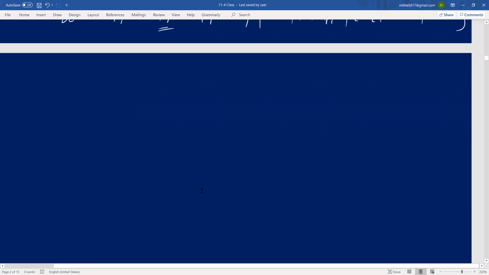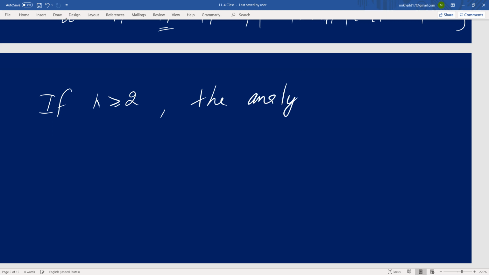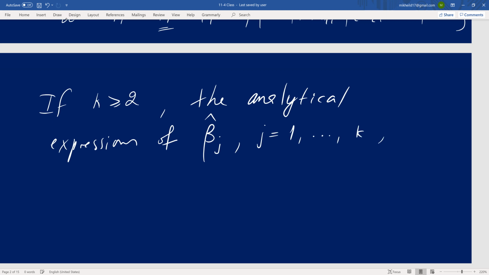Okay, so before I said that if k is greater than or equal to 2, the analytical expressions of beta hat j, where j changes from 1 to k, are either very complicated or do not exist.